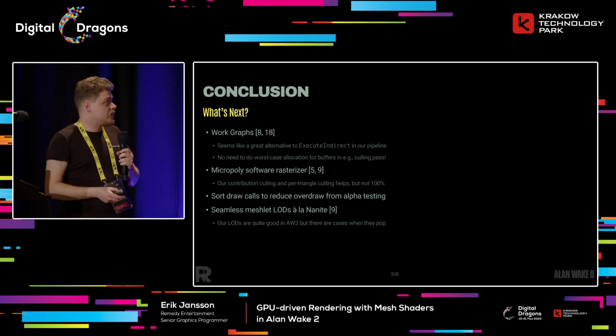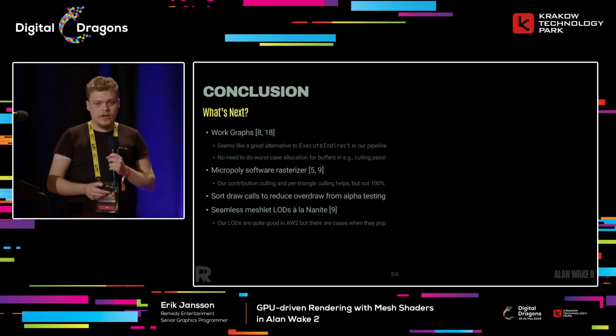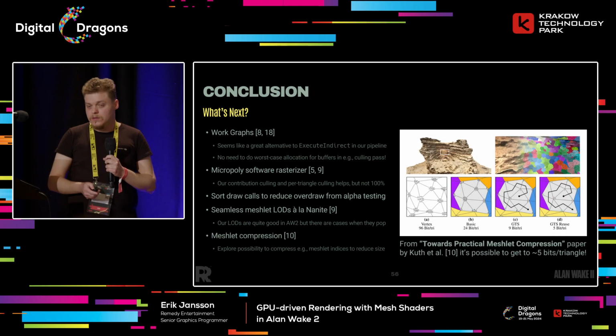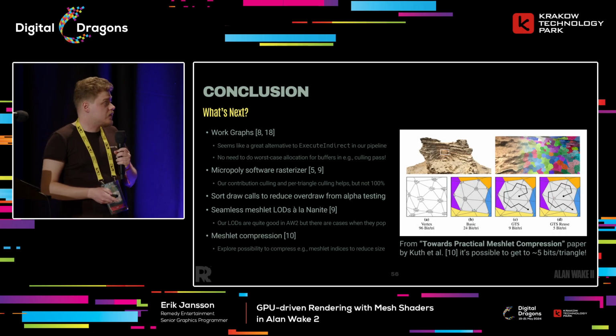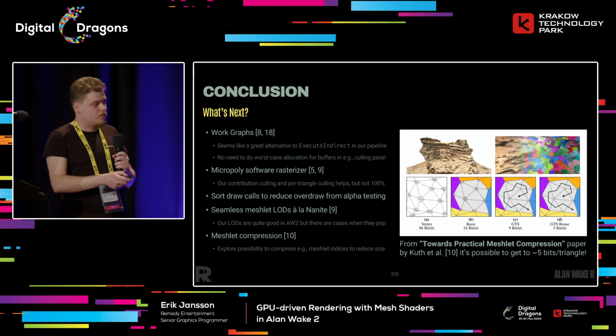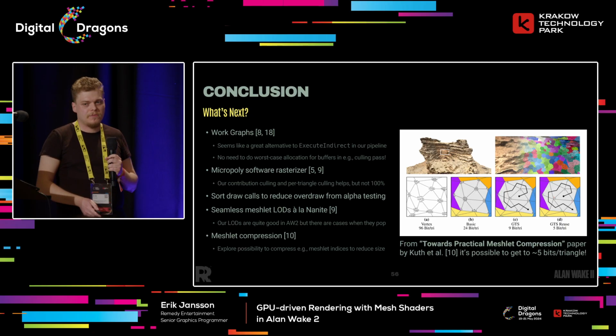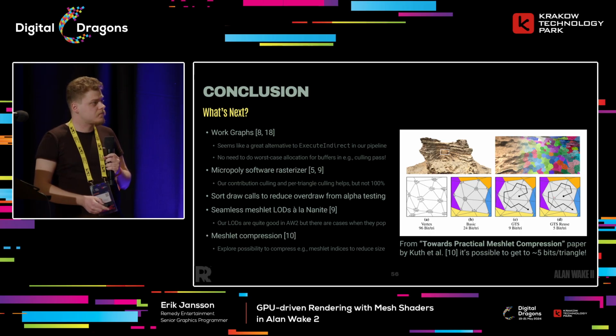Something else which would be interesting would be seamless meshlet loading. Our loads are pretty good, but there are still some cases where they pop, so some more seamless meshlet loading would be nice. And the final topic here is more of a research topic, meshlet compression. Some people have been able to get it down to just 5 bits per triangle, which is pretty impressive. It remains to be seen about performance and so on, but this is definitely something we are interested in looking at.